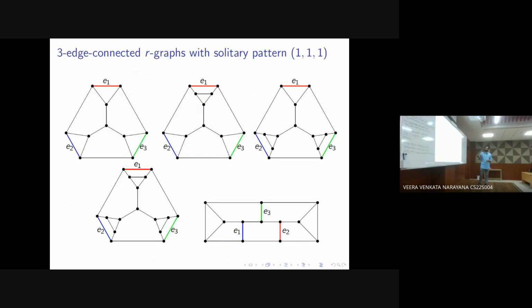So these are 3-edge connected R graphs with solitary pattern 1, 1, 1. These 5 graphs are a characterization of all 3-edge connected R graphs. Here, of course, R is equal to 3 with solitary pattern 1, 1.